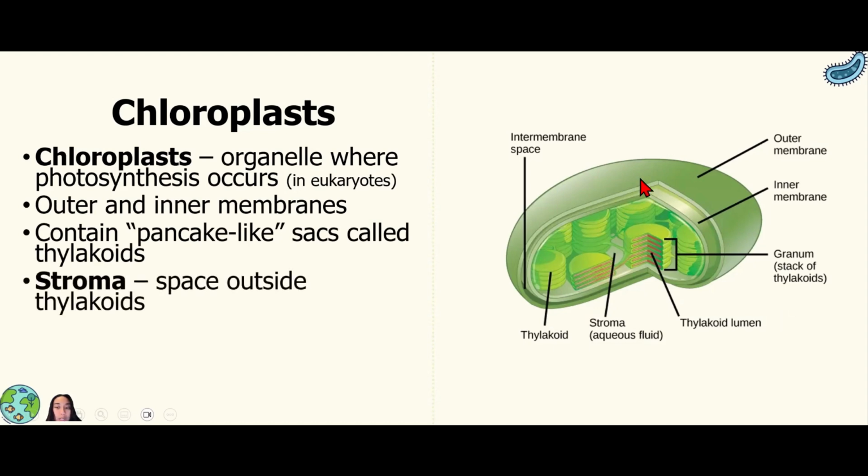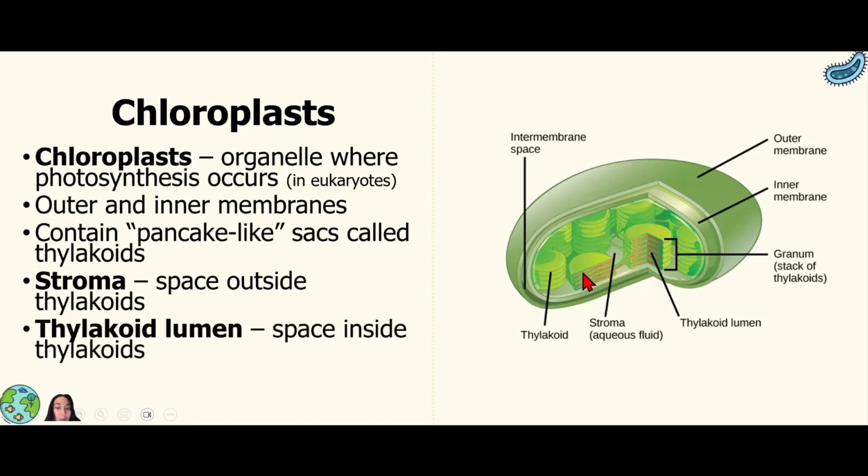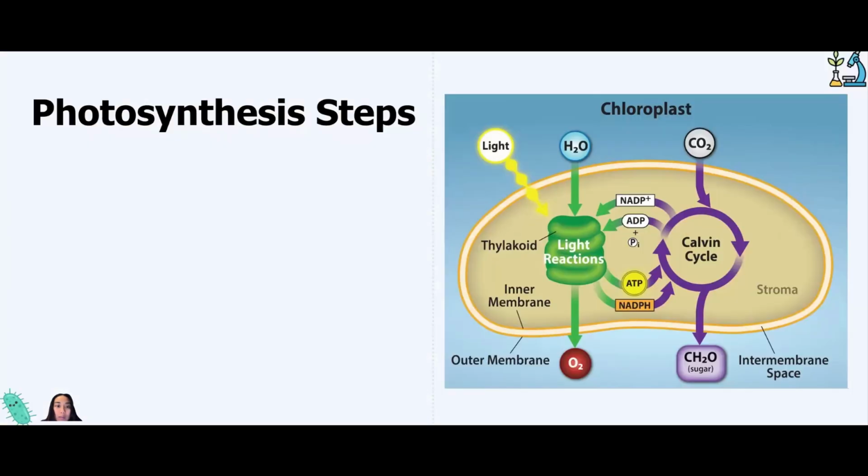Now, the space outside of the thylakoids is called the stroma, and the space inside of the thylakoids is called the thylakoid lumen. So the thylakoids are going to be really important for photosynthesis because that's actually where photosynthesis is happening. Specifically, it's going to be happening on the membrane of these thylakoids. So that's pretty much all of the structures in a chloroplast. Again, this is where photosynthesis is going to be happening in both plants and algae.